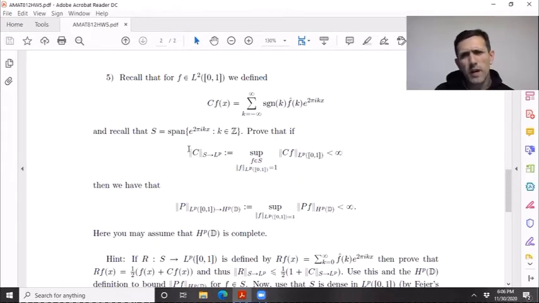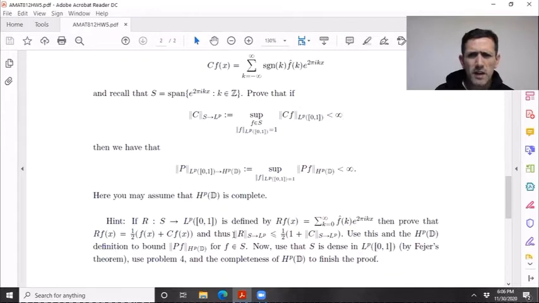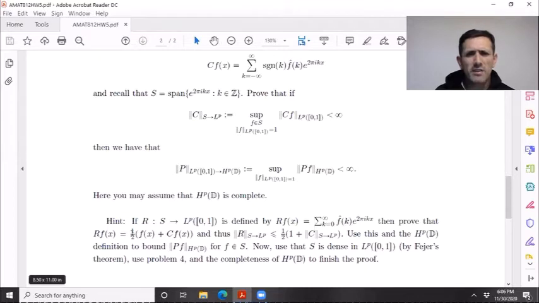Everyone got that if C is bounded, then at the very least, the norm of R right here is less than or equal to 1/2 times 1 plus the norm of C. So I'm not going to repeat that. Really, just add. Not much to that. Okay, so let's assume R is bounded.